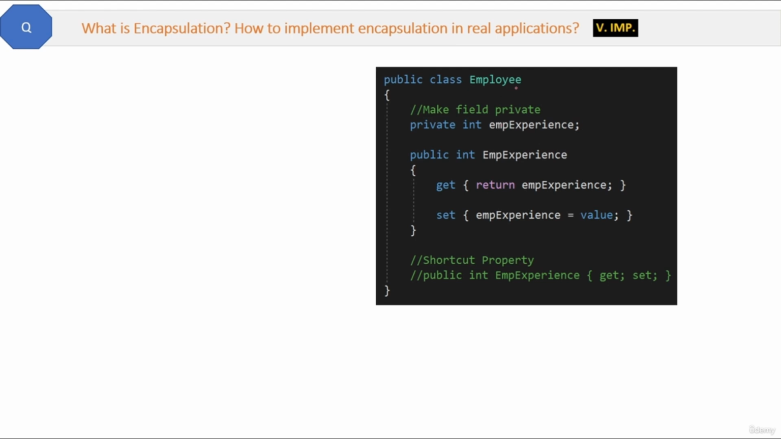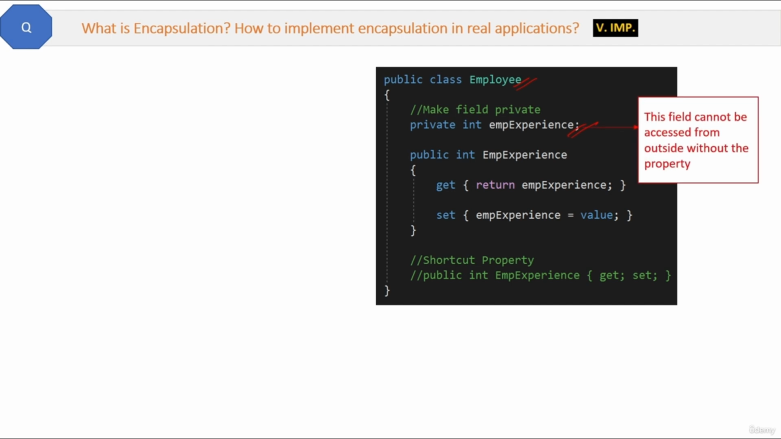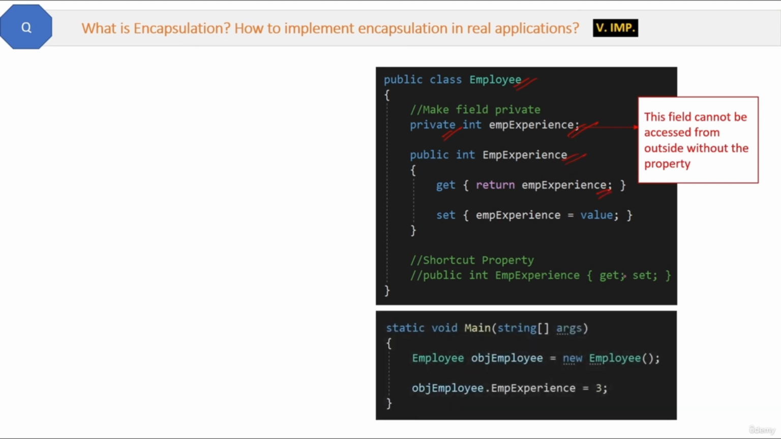Here is an employee class which has a field, EMP experience, which is basically the employee experience. Remember, when we say field in C#, it represents the data only. Now this field cannot be accessed from outside of this class because it is a private field. To access this field outside, we have to create a public property EMP experience like this. Now if you want to access this data outside the class, here you can see the main method, and here we will not directly access the field, but we will access the EMP experience property.